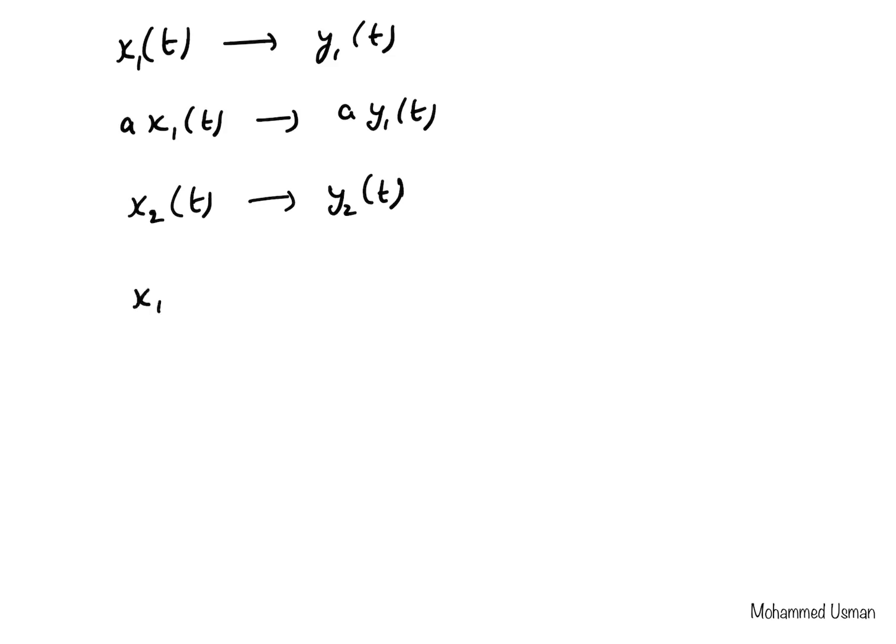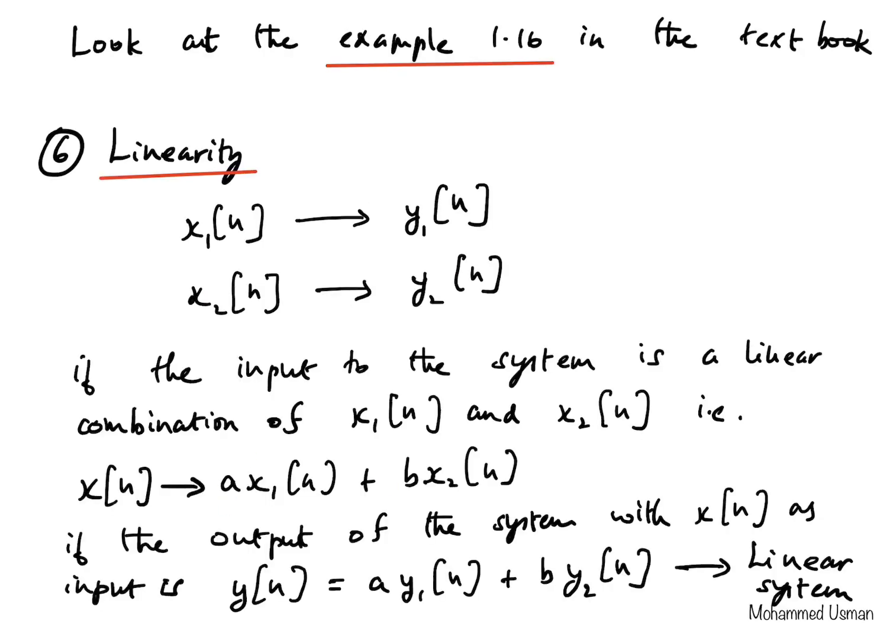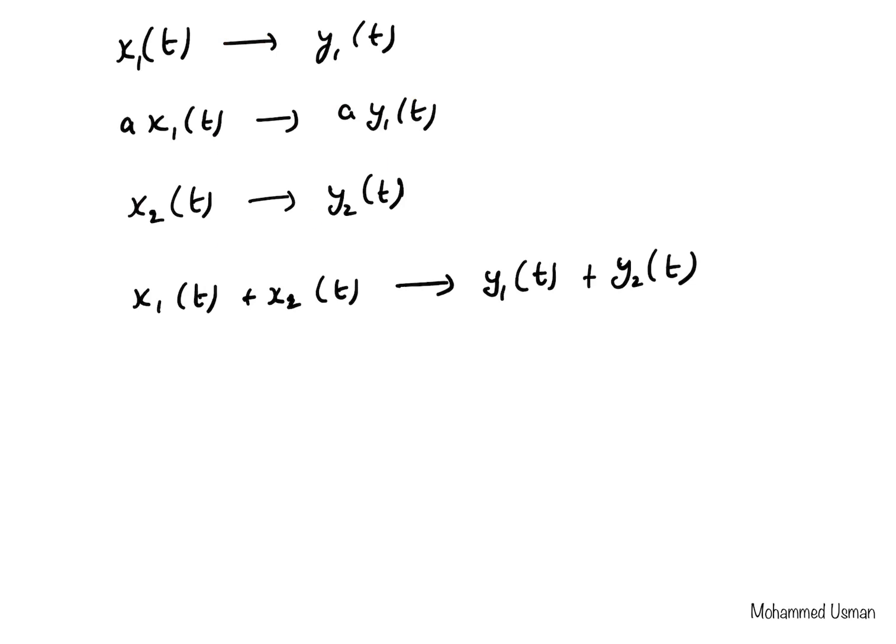Or suppose x2 of t produces an output y2 of t, then x1 of t plus x2 of t should give us an output y1 of t plus y2 of t. So x1 of t gives an output y1 of t, x2 of t gives an output y2 of t. So if we combine the two inputs, the output that we get should be the sum of the individual outputs, which is y1 of t plus y2 of t. Okay, so basically I made a and b as 1 here. So a equals 1, b equals 1, and I've used the continuous time notation here. So a system which satisfies these properties is called a linear system.